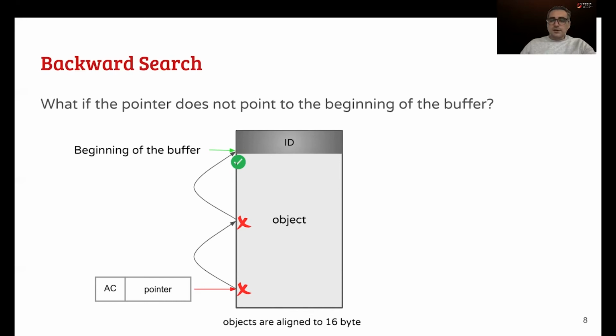We do some alignment for the objects to find the ID of the objects faster. For example, we align the objects to 16 bytes.